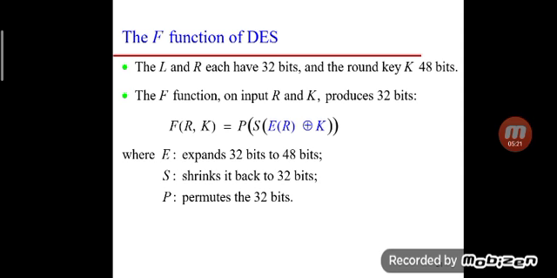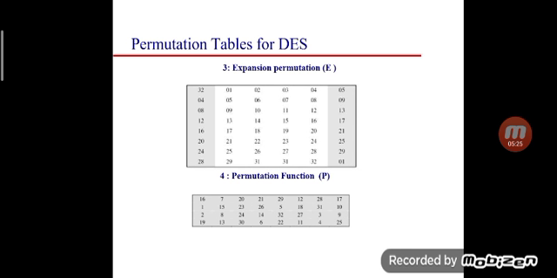So it is a representation of the function in a DES algorithm. Okay, so if we look at the permutation table for DES algorithm, we have to consider the expansion function as well as the permutation function. Our expansion function can expand the bits from 32 to 48.